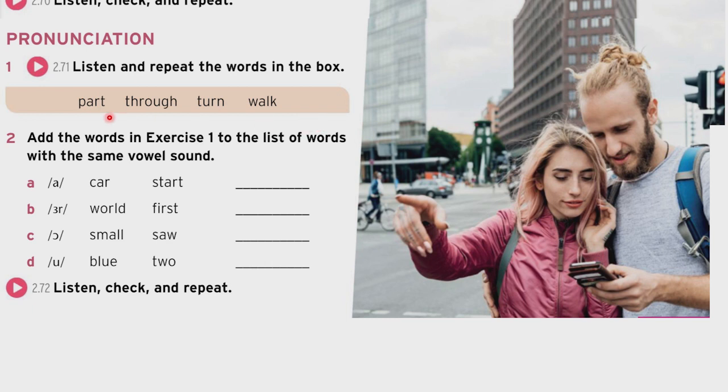Alright, now in exercise number 2, we have: add the words in exercise 1 to the list of words with the same vowel sound. As you can see, here we have some pairs of words that have the same vowel sound. For example, car, start. We have the sound a. Which of these words would you say has the sound a? Right? The one that you think, write it over here. And like this with these 4 pairs of words. And when you finish, I'll play the audio so that you can check your answers.